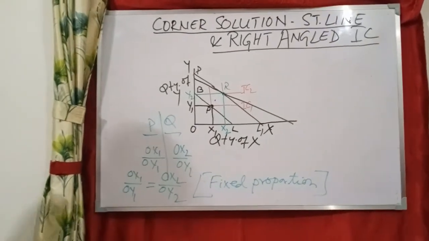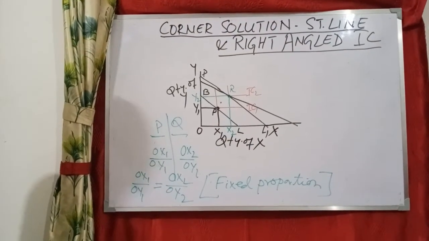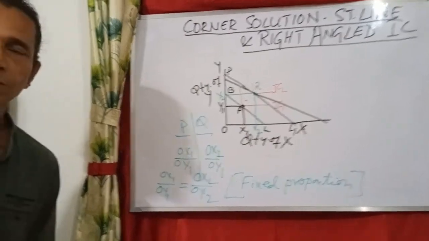So this is all about corner solution. In another video, we have learned corner solution when the indifference curve is convex and when it is concave. And in this video, we have learned the corner solution when the indifference curve is a straight line and when it is right angled. This is enough for this video.